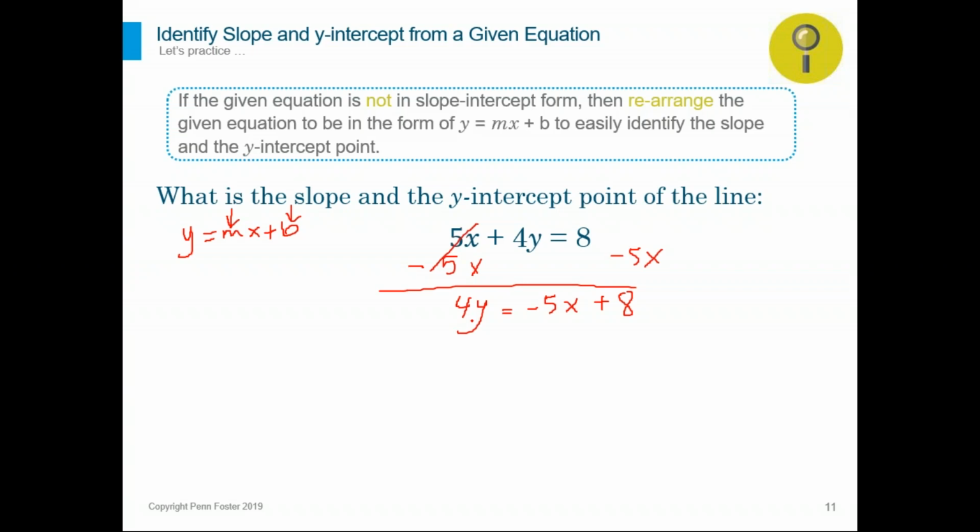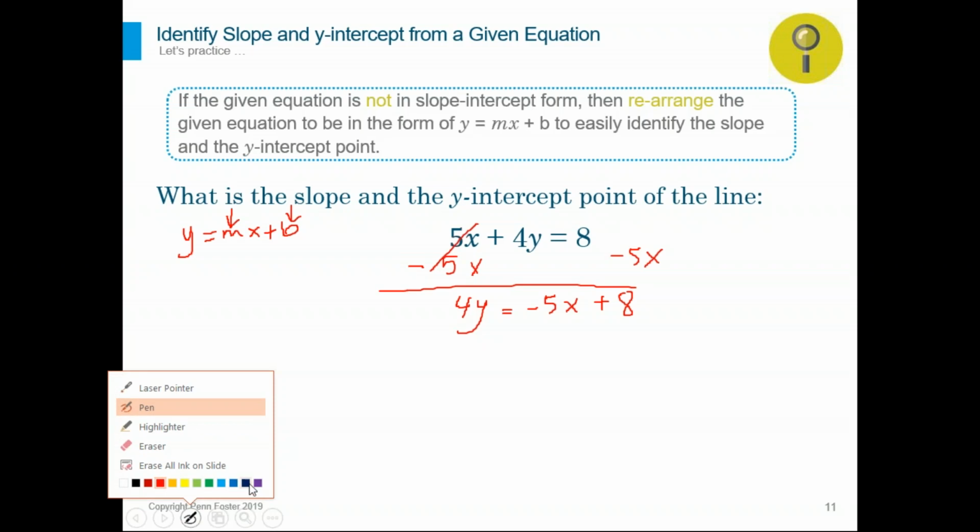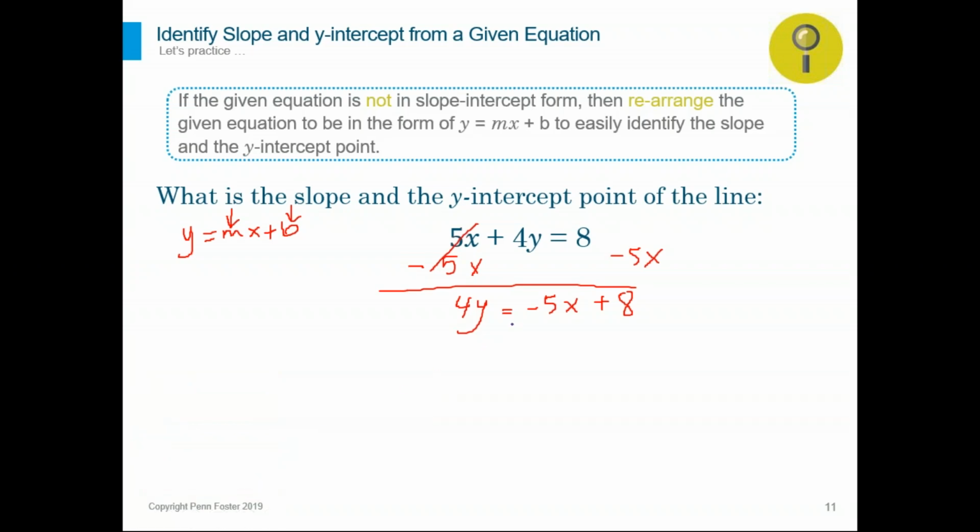We're so close to isolating the y by itself on the left-hand side, but we have a 4. The 4 is multiplied times y. What should we do? What is the inverse operation of multiplication that we can use to get rid of the 4? Division. Divide over 4. The whole right-hand side has to be divided over 4. Not only the negative 5, not only the 8, but everything has to be divided over 4 to keep our equation balanced.